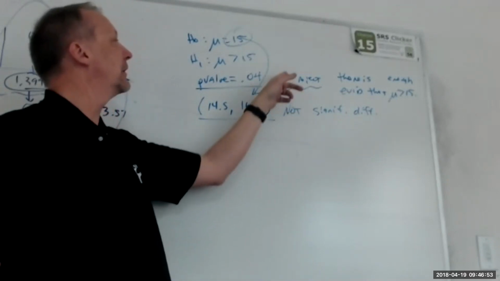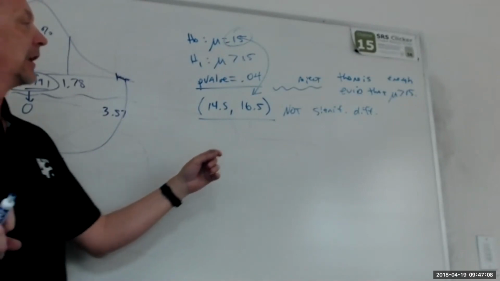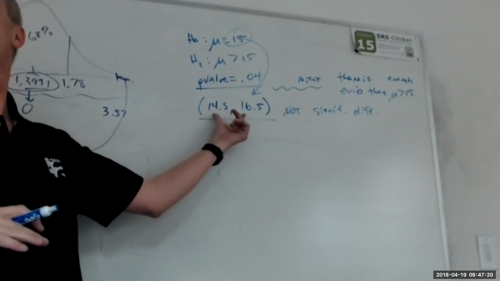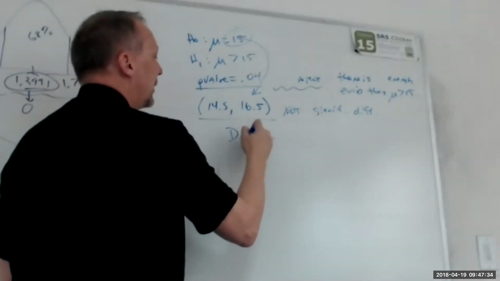Okay? Does my hypothesis test and my confidence interval agree? They do not agree. Why do they not agree? What you said was true, but that's not why. It's because it would have to be outside. By the way, what she said was because 15 was in the interval. 15 is in the interval, that's true, but that's not why they disagree. If there was significant evidence that it was greater than, it would have to be greater than 16.5. Okay, so these do not agree.